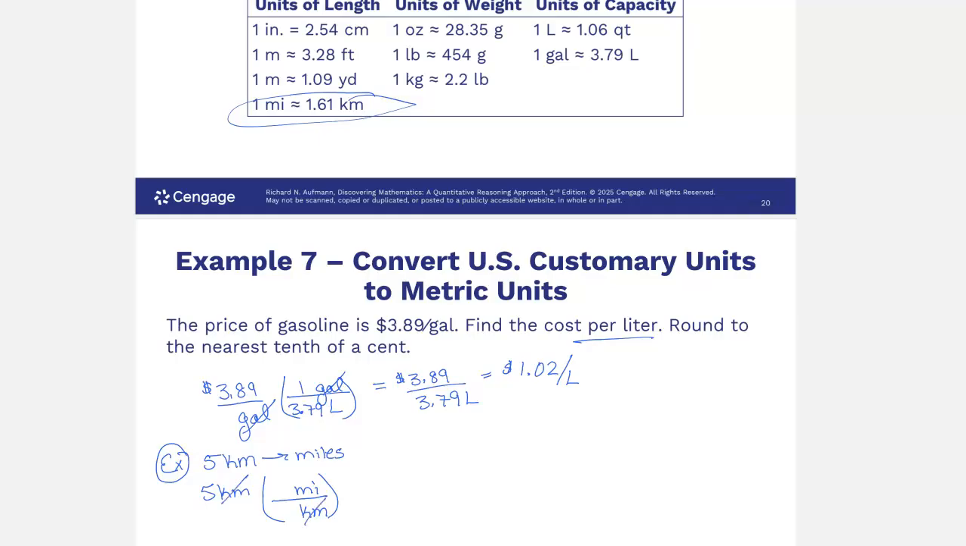And then we're just going to put those numbers in the right place. 1.61's got to go on the bottom, and that's equivalent to 1 mile on the top. If I multiply through, I'm going to get 5 divided by 1.61. And notice we've got miles in the top of the fraction. And 5 divided by 1.61 is about 3.11.